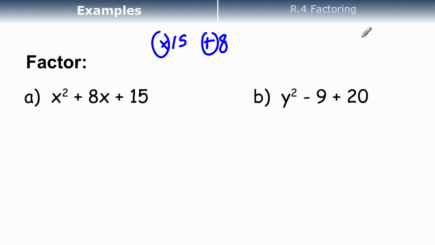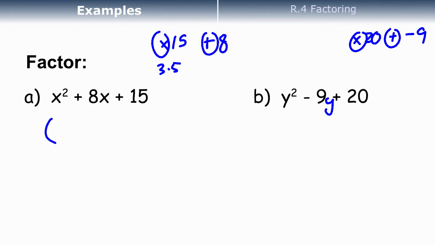This one over here, I'm going to look for two numbers that multiply to 20 and add to a negative 9. There should be a y there. Add to a negative 9. Okay, in this case here, numbers that multiply to 15 and add to 8. 3 times 5. 3 times 5 is 15. 3 plus 5 is 8. Those are my two numbers.